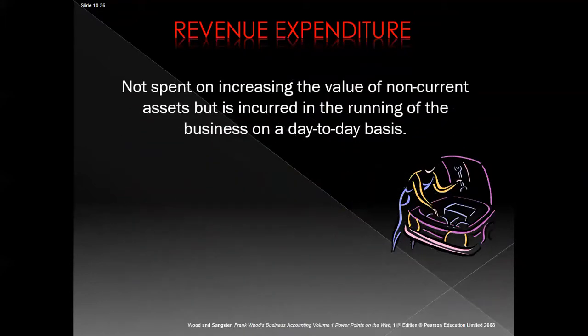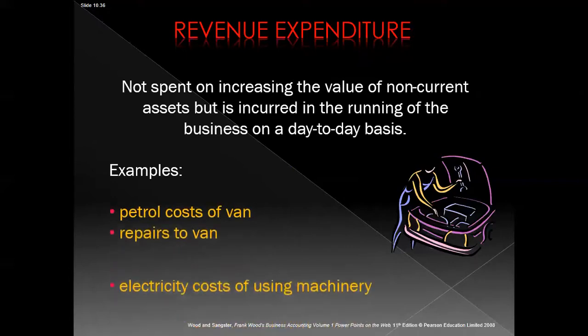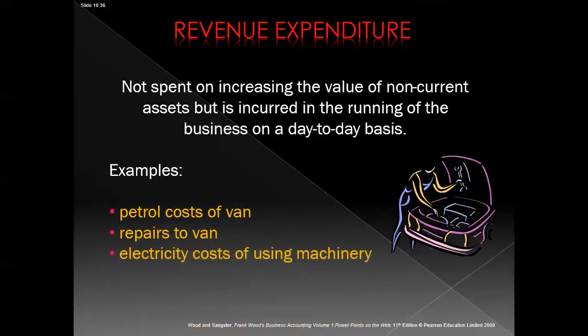Then what is revenue expenditure? Revenue expenditure is not spent on increasing the value of non-current assets, but is incurred in the running of the business on a day-to-day basis. So the insurance of the car is revenue expenditure because it needs to be paid regularly. The petrol cost of a van, repairs to the van, electricity cost of using machinery, repainting a building, these are all revenue expenditure.